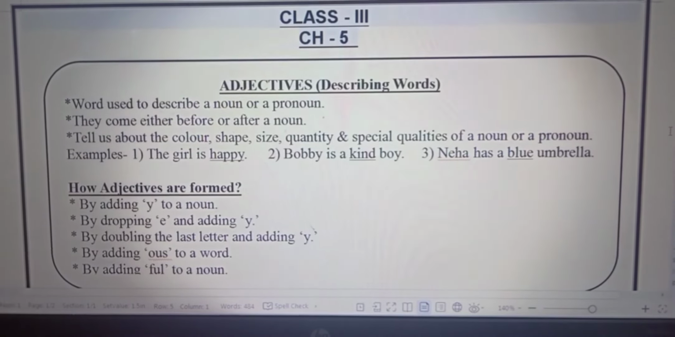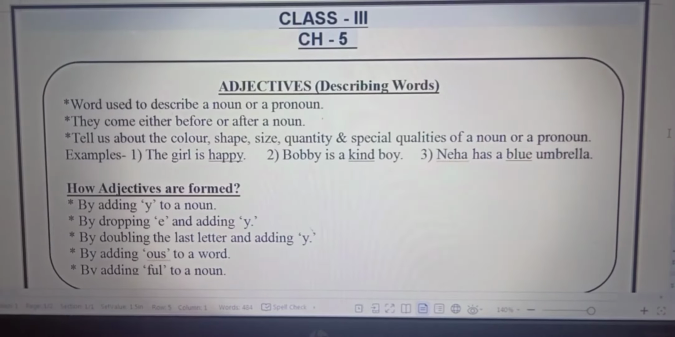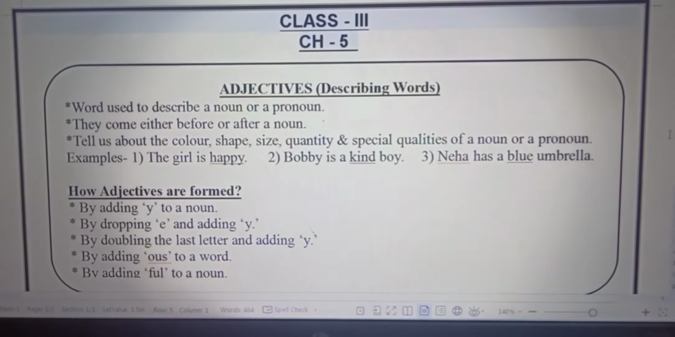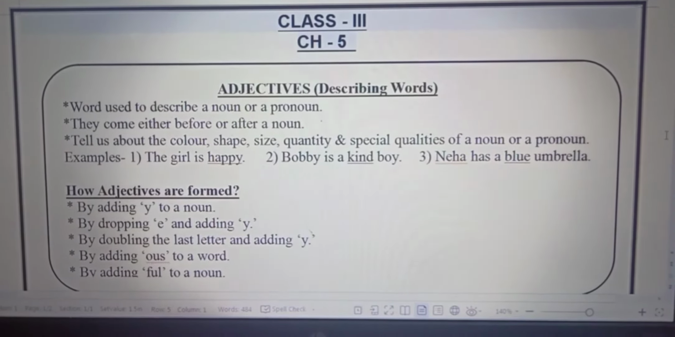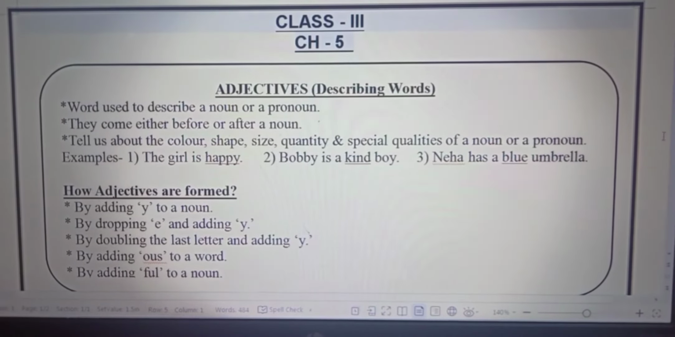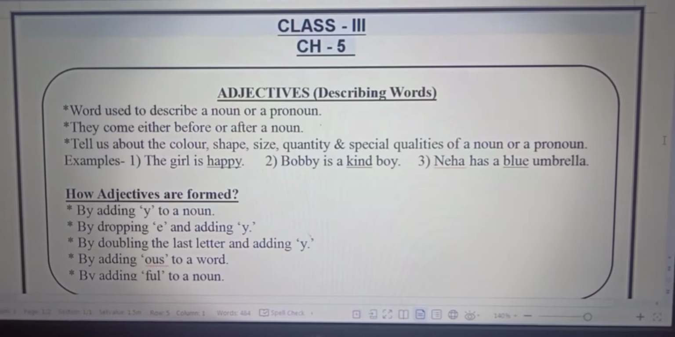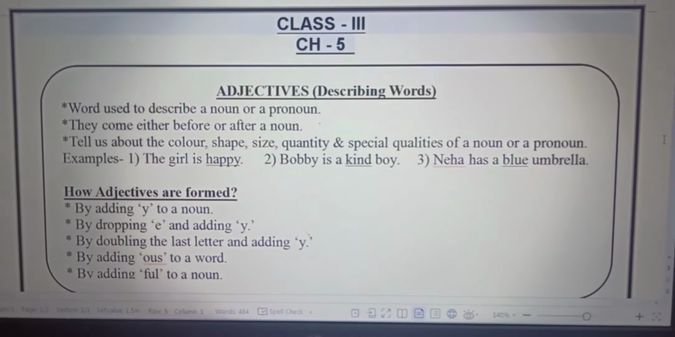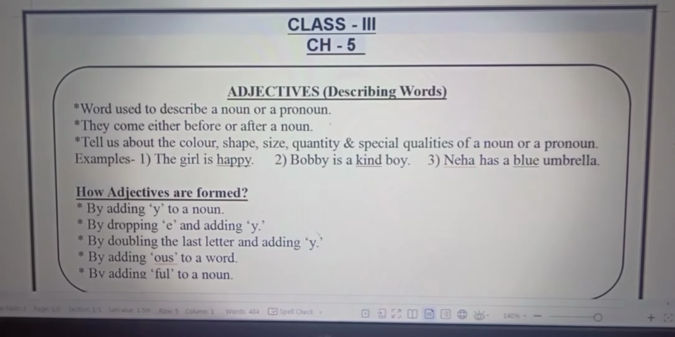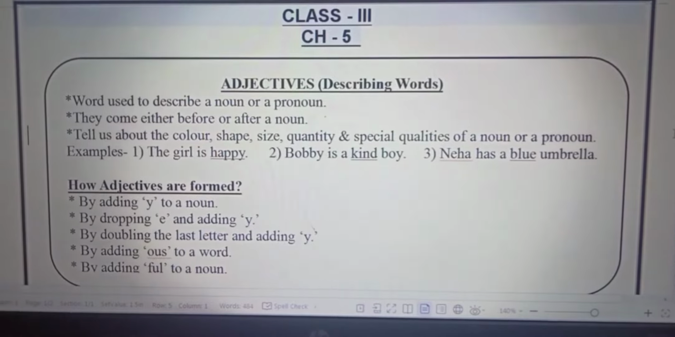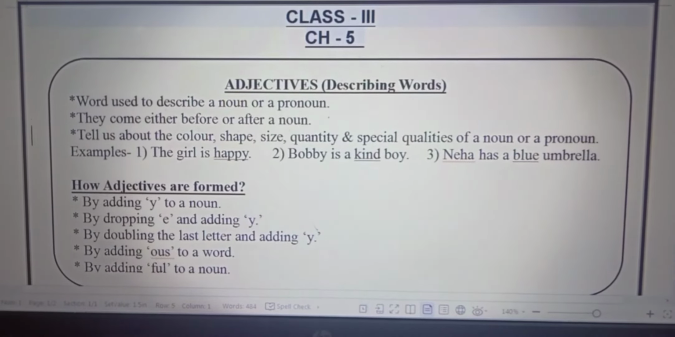Now examples are, the girl is happy. Here happy is the adjective which is describing the noun girl. Second example, Bobby is a kind boy. Now, kind is the adjective which is describing the boy. Neha has a blue umbrella. Here we have used the adjective blue for the noun umbrella.